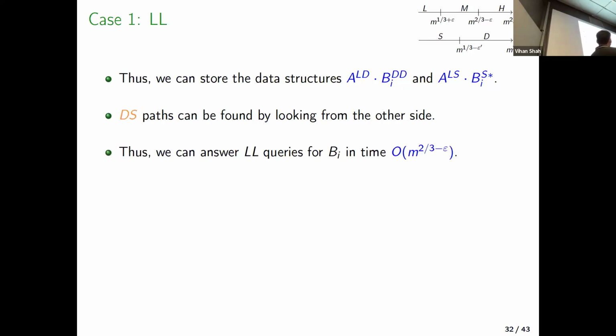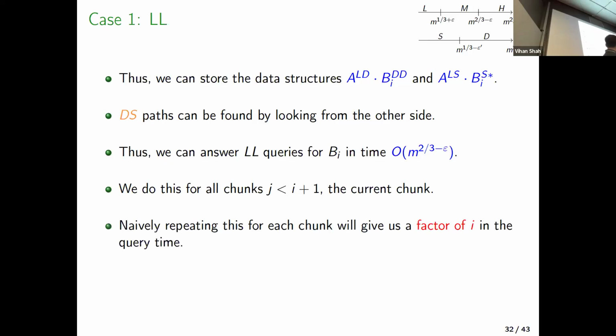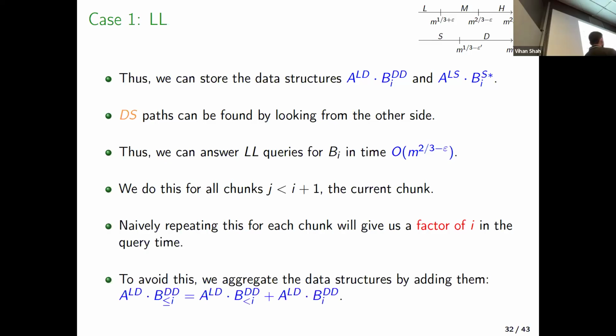Now let me tell you one more thing here. We're doing this for all the chunks. Just remember the previous picture where for the current chunks, we're doing lazy evaluation, but for everyone before that, we're storing data structures. But if we keep just storing data structures, then if I have a query, I'm going to ask chunk one what's the number of paths in chunk one, what's the number of paths in chunk two. If I do this naively, I'm going to get a factor of I in the query time.